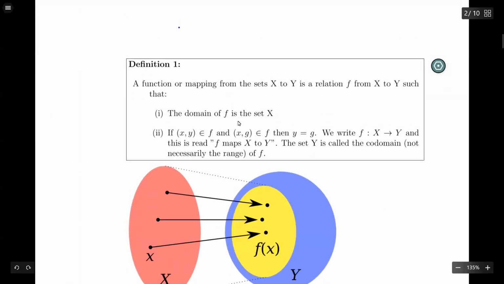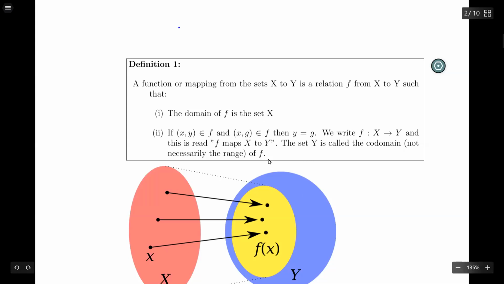So starting with definition 1, a function or mapping from the sets X to Y is a relation F from X to Y such that 1, the domain of F is the set X, and 2, if the ordered pair (x, y) is in F and the ordered pair (x, g) is in F, then y must be equal to g. So we usually write F maps X to Y, and we call the set Y the codomain. And note that that's not necessarily the range of F.